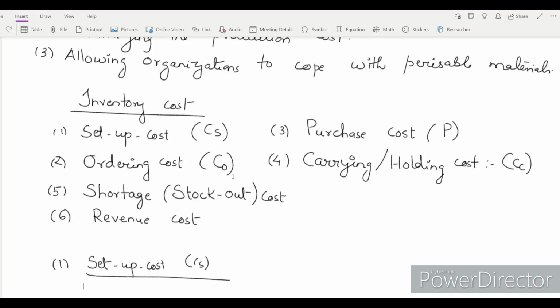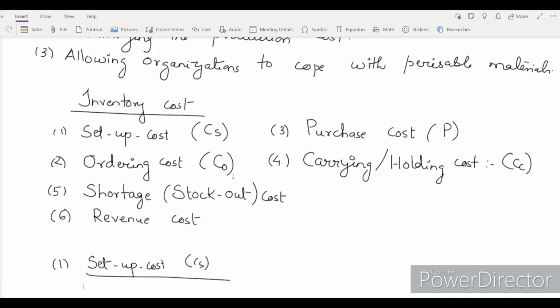And the last one is your revenue cost. Revenue cost is when the price and the demand of a product are not under the control of the organization. Sometimes revenue from the sales is independent of the company's inventory policy. So it's not always possible. That comes under your revenue cost. So I think these terms, the different costs, are clear.